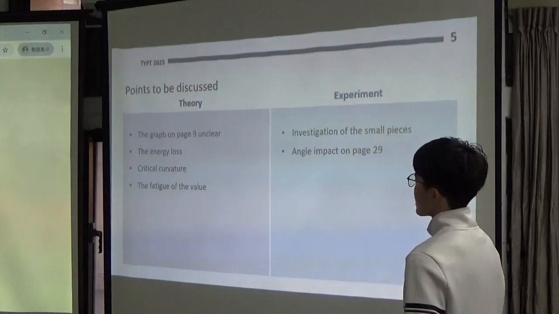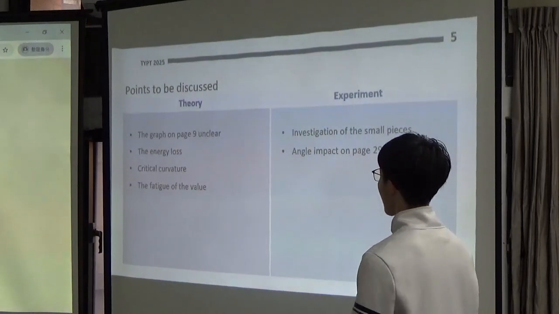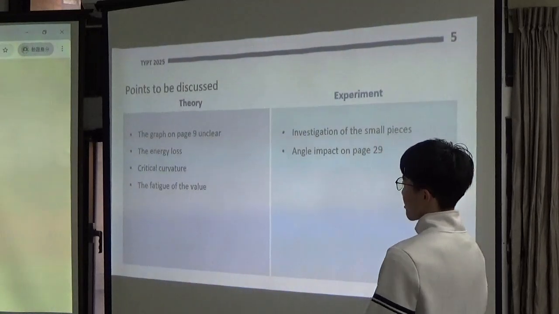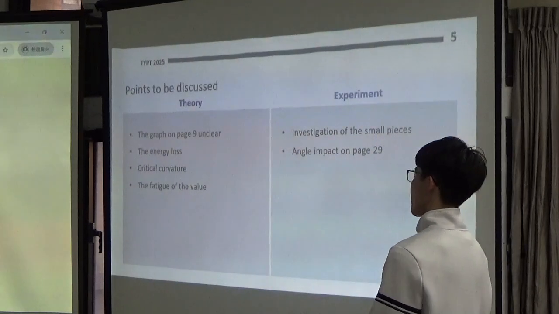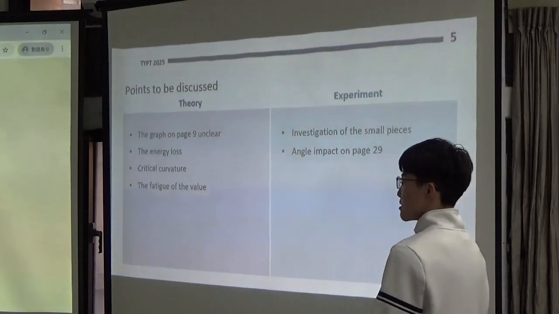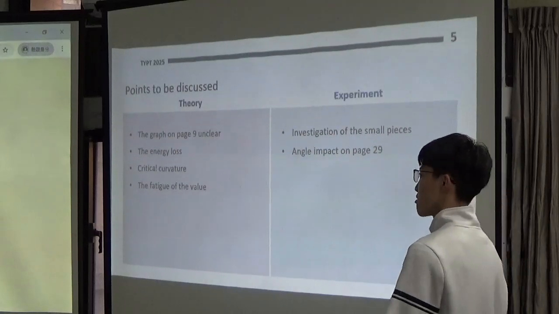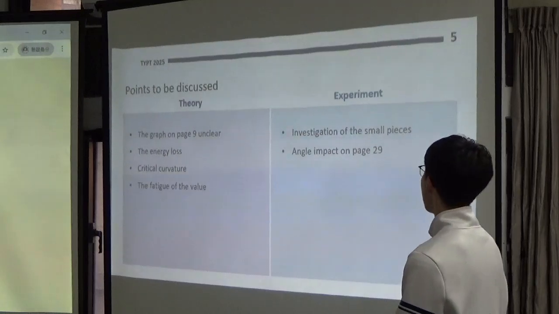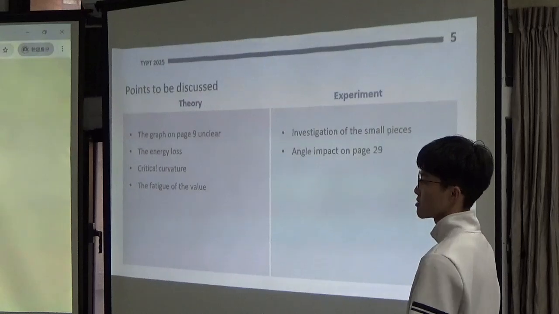And some points I want to discuss in the discussion session is that the graph on page 9 is not unfair. There's just some things I want to clarify. And some energy loss and the critical curvature that is stated, and the fatigue of a spaghetti when inserting into a tube. And about the experiments, I want to investigate the small pieces flying up and the debris that is stated, and what impact angle could have on page 29.